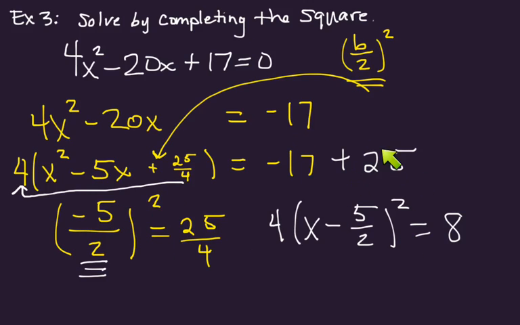Anyway, 25 minus 17 gives you 8. How would you finish this problem? At that point, you're done completing the square, and we'll stop here. I divide by 4, and then what? Then take the square root and finish it out that way. Okay?